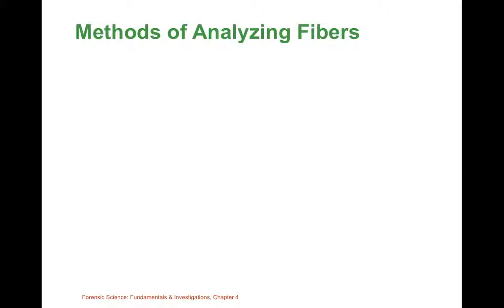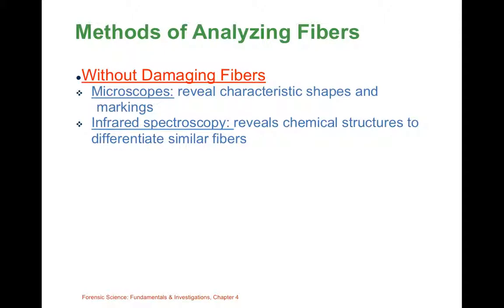Okay, there are a couple different methods which scientists use to analyze fibers. The 2 basic ones are, one is when scientists look at the fibers without damaging them. You can look at fibers without damaging them through microscopes, right? And that will reveal characteristic shapes and markings of the fibers. You can also look at fibers without damaging them when using infrared spectroscopy. And what this does is it illuminates the chemical structures of the fibers to differentiate what fiber you are looking at. And basically you're bouncing light waves at them.